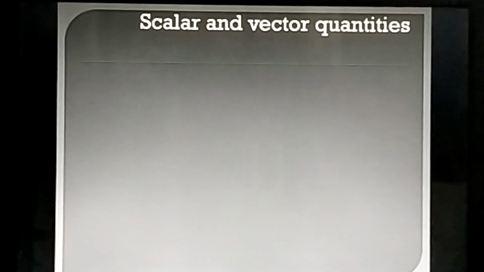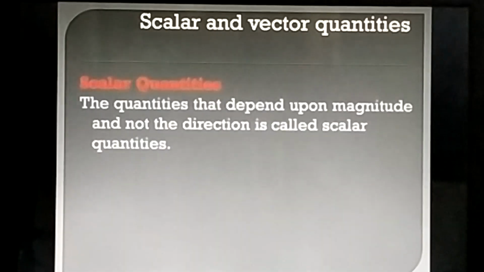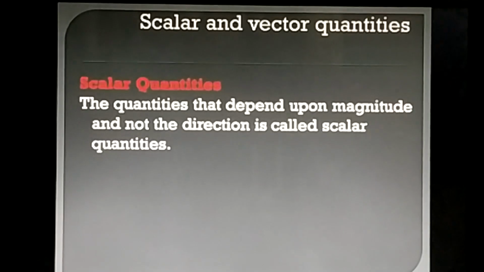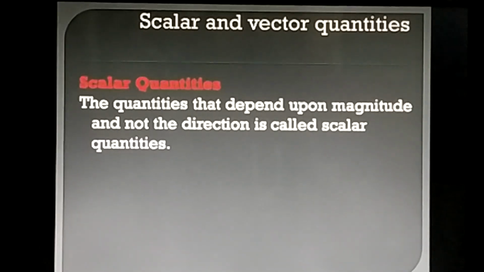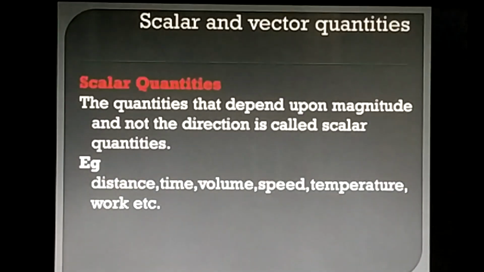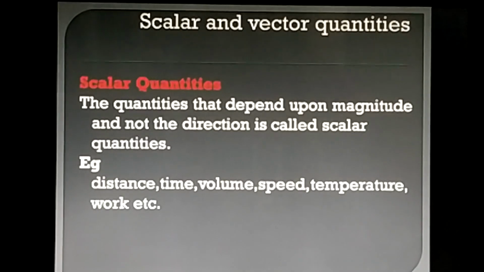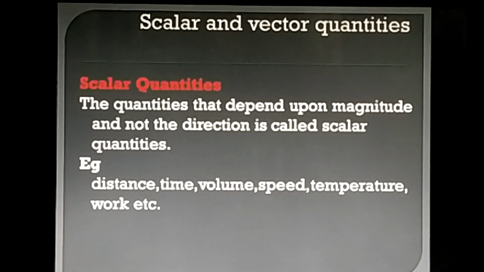Next is the scalar and vector quantity. So first I am taking scalar quantity. Scalar quantities are those quantities which show only the magnitude. Magnitude means only the numerical values. So those quantities are known as scalar quantities, like distance, time, volume, speed, temperature, work, etc. It shows only the numerical value, means number values जो हमें बताते हैं. So those quantities are known as the scalar quantities.